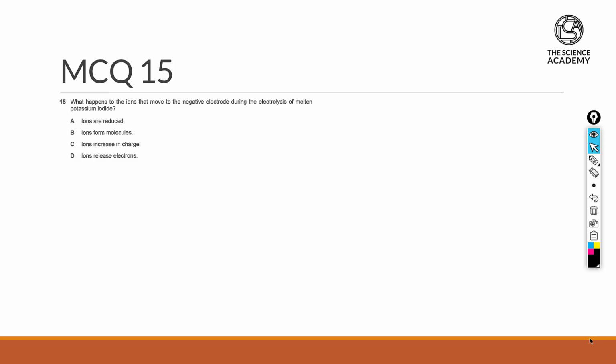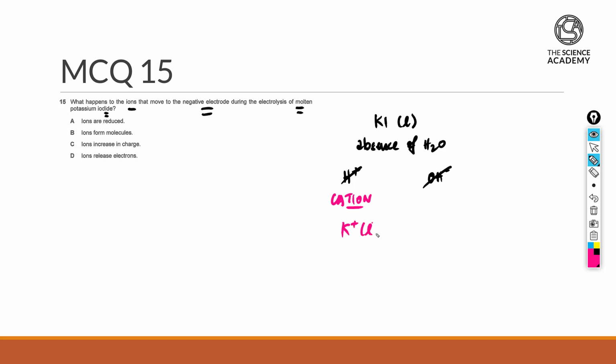Persisting on the trend of electrolysis, in MCQ 15, we want to find out what happened to the ions that is moving to the negative electrode during the electrolysis of molten potassium iodide. So molten potassium iodide, KI, would have the absence of water. So in the absence of water, we should not be expecting H+, we should not be expecting OH-. So the relevant cation here that is found in this electrolyte will solely be K+, molten.